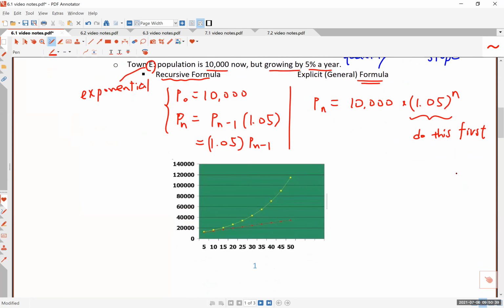It may be difficult to see these two lines here, but this is the linear growth curve, and this is the exponential growth curve. At the beginning, there isn't much of a difference. Okay, if you look at around here, the difference is very little. But if you give enough time, the population difference is going to be enormous, right? And that's the difference between exponential and linear growth.